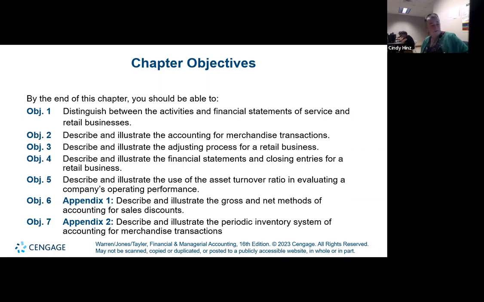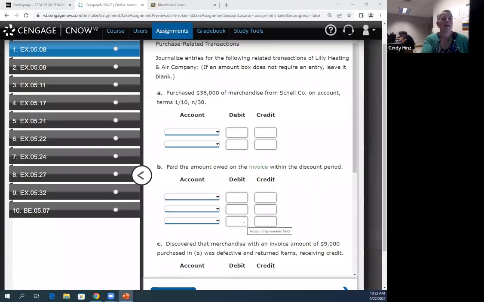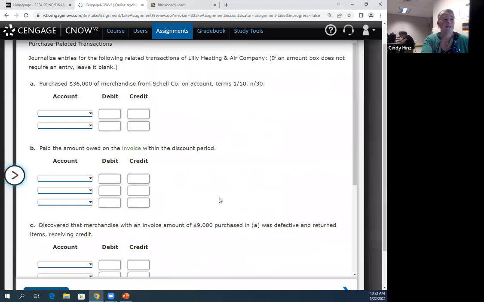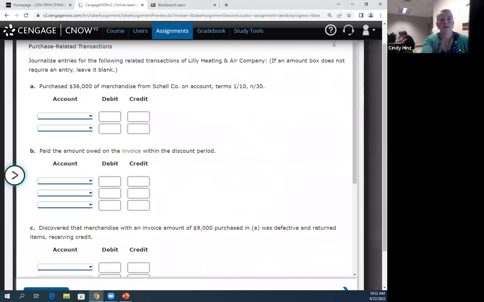So just wanted to mention that, talk about a little bit the difference between perpetual and periodic systems. I'm not saying that the concept of a periodic system might not come up again. It certainly might, but the majority of companies today are going to use a perpetual system that is real-time inventory.